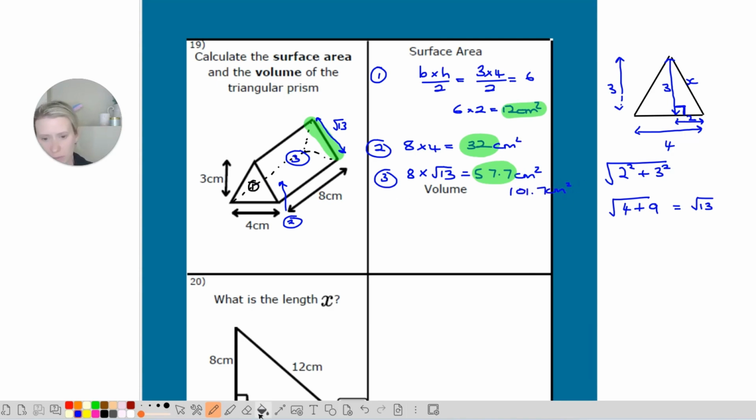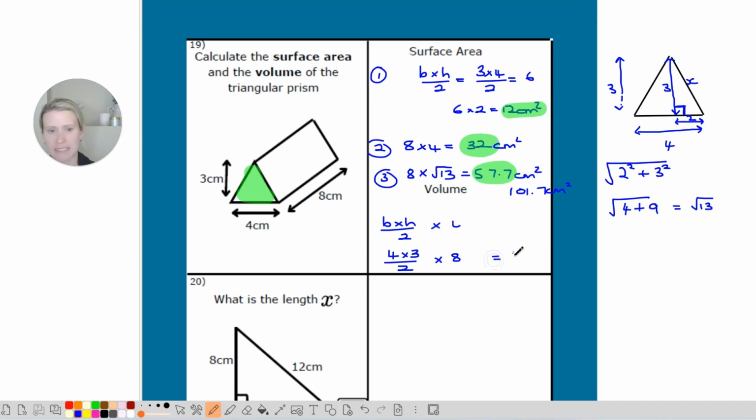Right, for the volume, I'm just going to rub out anything I've done on there. For a volume of a prism, it's always the area of the cross section, so the area of this triangle, times by the length. The area of the triangle is base times height divided by 2, and we then need to times it by the length, 8. 4 times 3 divided by 2 is 12 divided by 2, which is 6. 6 times by 8 is equal to 48 centimetres cubed, because it's a volume, 48 centimetres cubed.